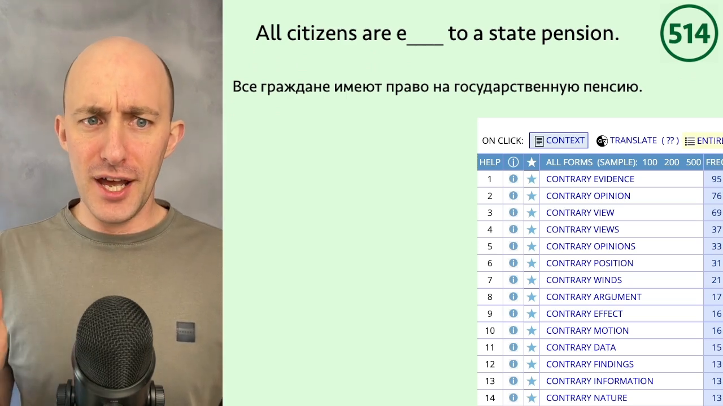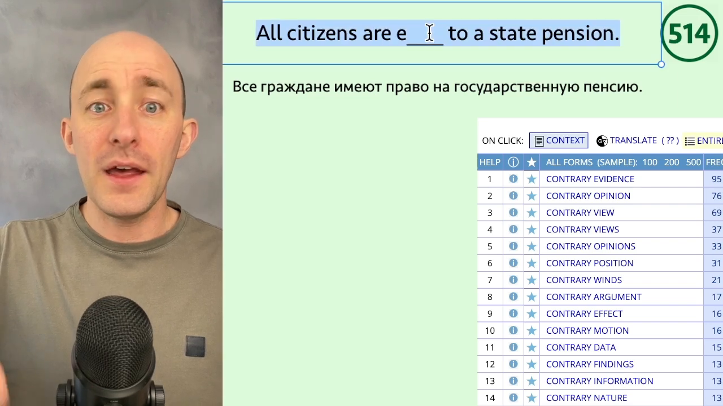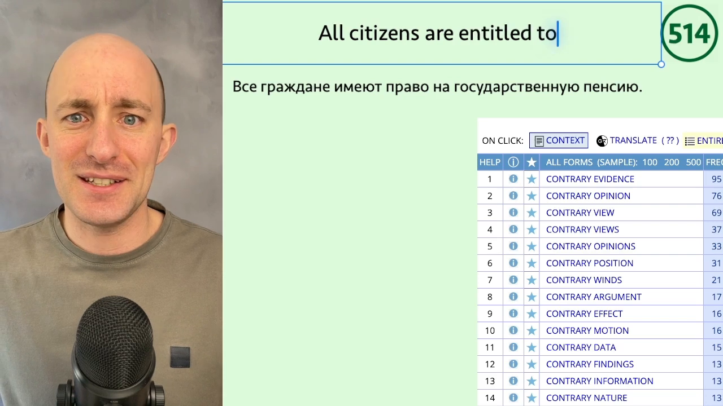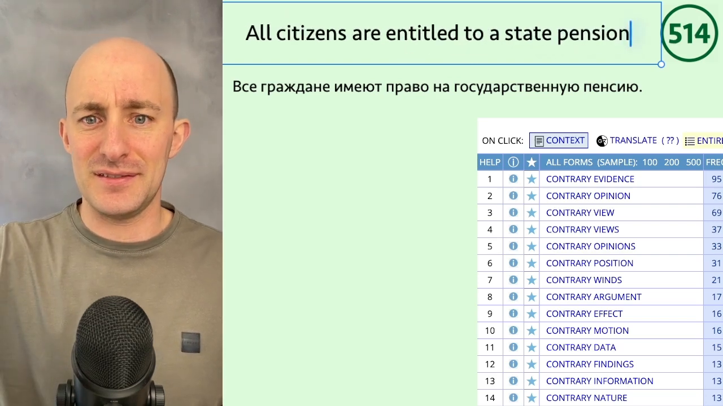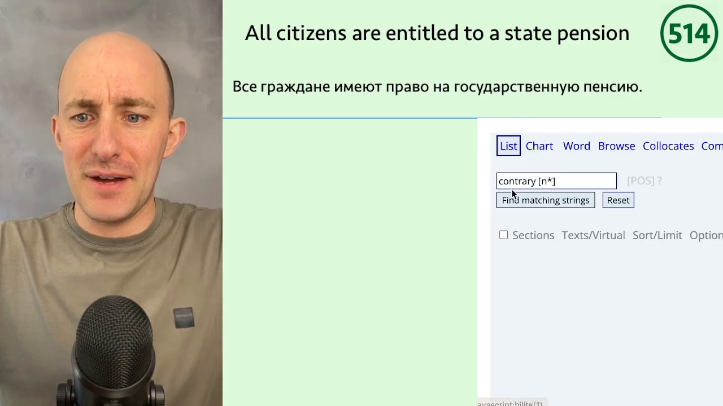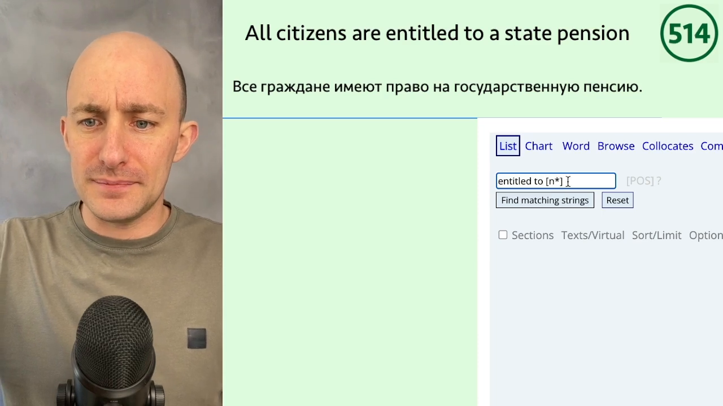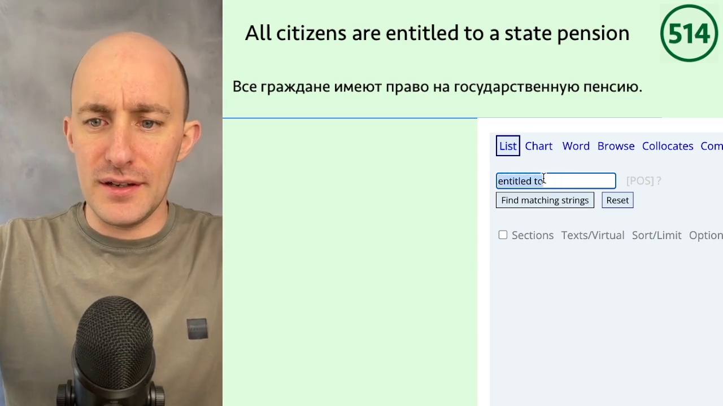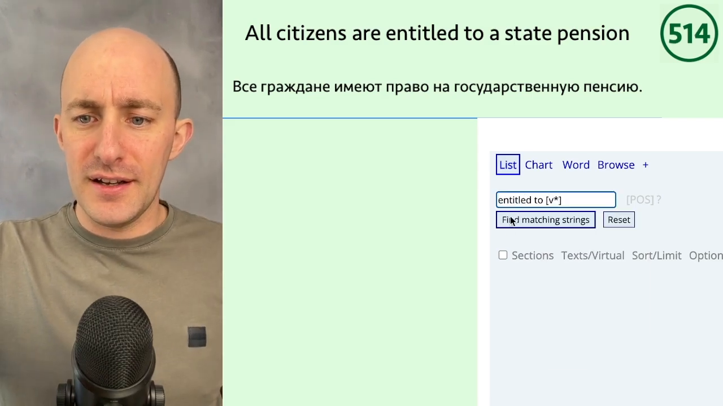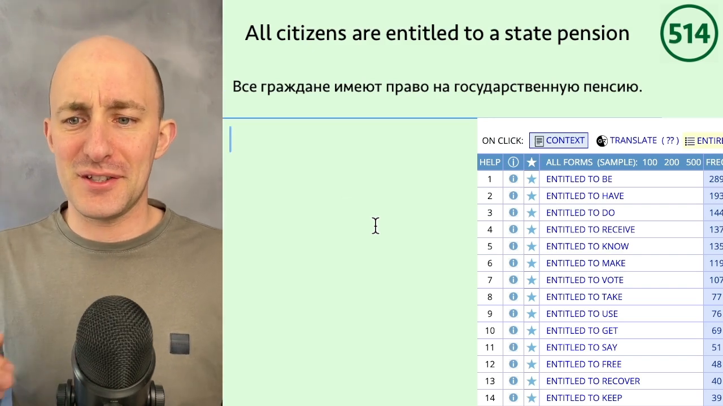Next. Все граждане имеют право на государственную пенсию. All citizens are entitled to a state pension. They're entitled to a pension. They have a right to the pension. Entitled to... We often use it with verbs, actually. Let's see what verbs we get if I put this in. It's all the most common verbs.